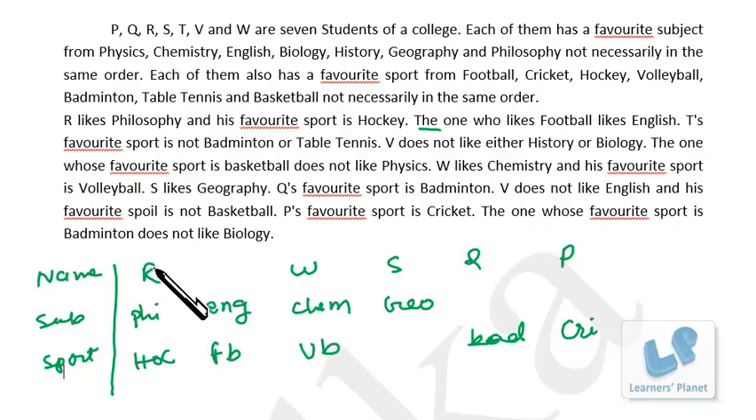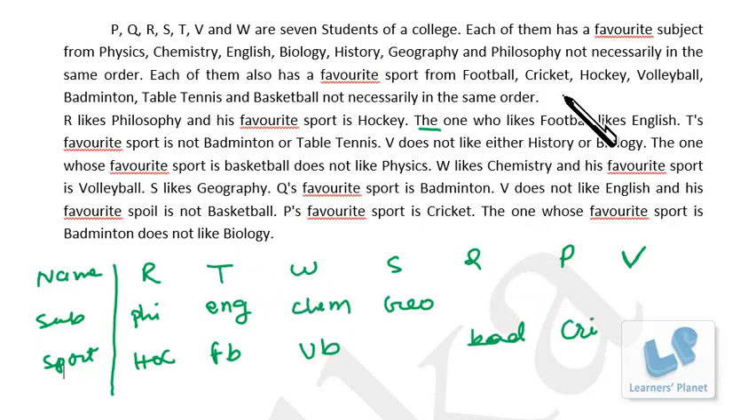The one whose favorite sport is badminton does not like biology. So positions 1, 2, 3, 4, 5, 6 are done. Now V does not like either history or biology, and over here V does not like English, so V cannot be over here, so we need to make a new column for V. Okay, so P, Q, R, S, so it should be T. All the 7 people are done.